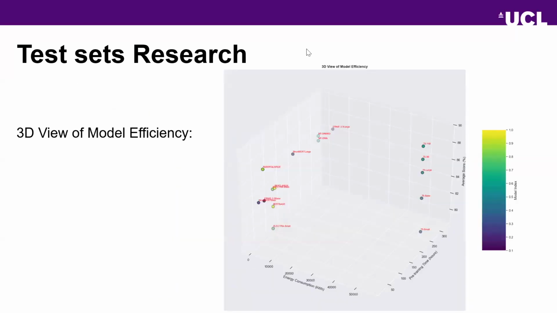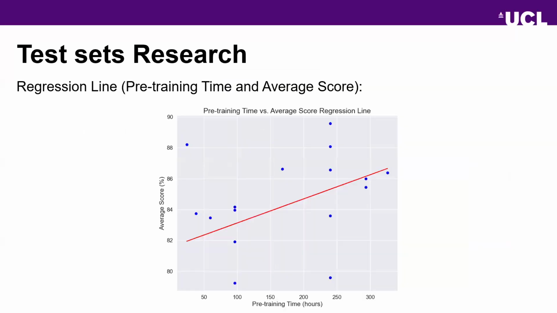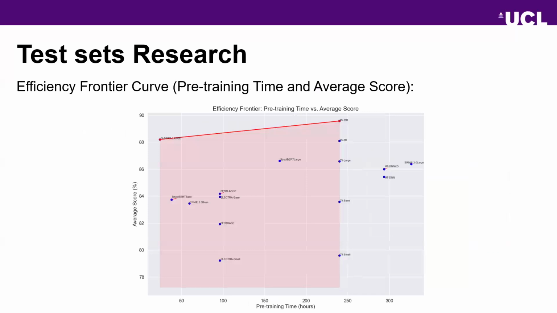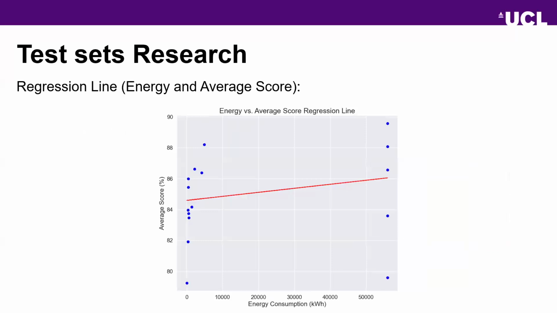What was that two cluster there? It's about the energy consumption and the pre-training time with the average score. Can you go to the previous slide? One slide back. Not this one. The previous one. Too much. Yes, stop. Okay, energy consumption and average score.